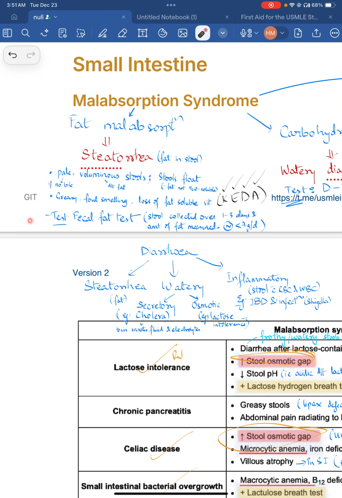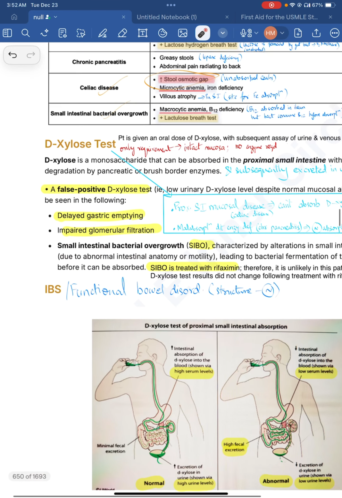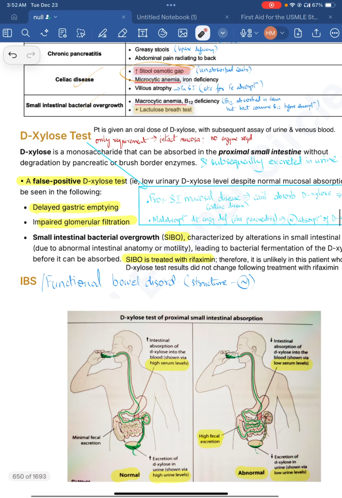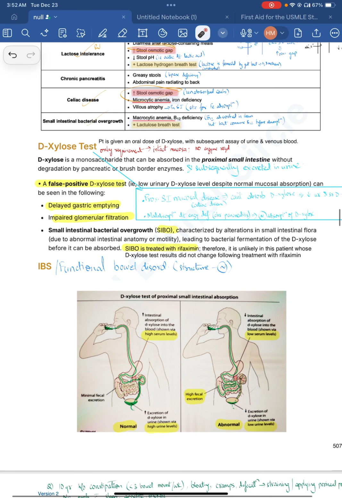How do you test for fat malabsorption? You do a fecal fat test. What is fecal fat test? Stool is collected over 3 days time and the amount of fat is measured in it. Normal should be less than 7 gram per day. So what is D-xylose? D-xylose is a simple monosaccharide. So to perform this test, the only requirement is an intact mucosa. No other enzymes are required for it.